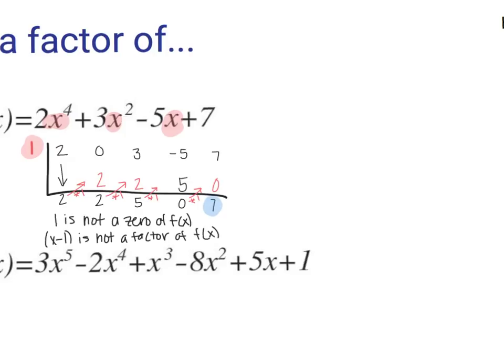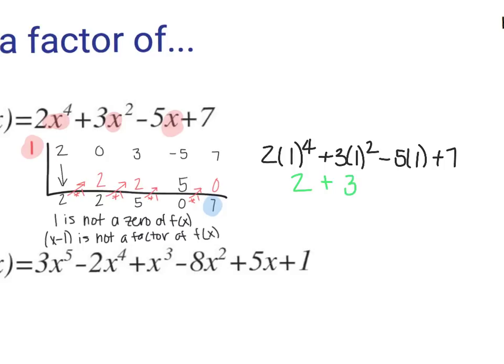So we have 2 times 1 to the 4th plus 3 times 1 squared minus 5 times 1 plus 7. Well, 1 to the 4th is 1. So this becomes 2 plus 3 times 1 squared. Well, 1 squared is 1. So that's 3. Negative 5 times 1 is negative 5 plus 7. So 2 plus 3 is 5. Minus 5 is 0. Plus 7 is 7.